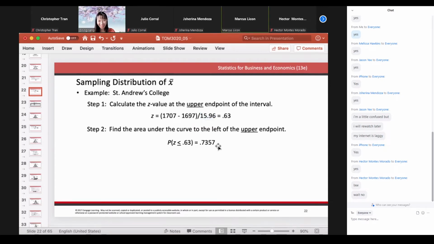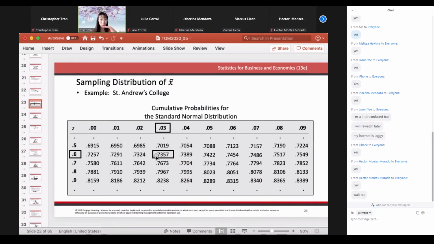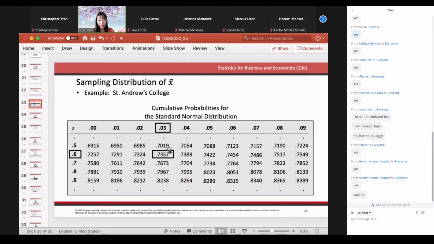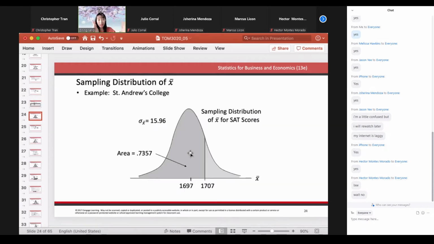Correct. And then what's the probability of z equals 0.63? The 0.7357 that you have there. Yes. So if we map it to row 0.6, column 0.03 of the table, the intersection tells us it's 0.7357, and it really is the whole area to the left. So that's from 1707.